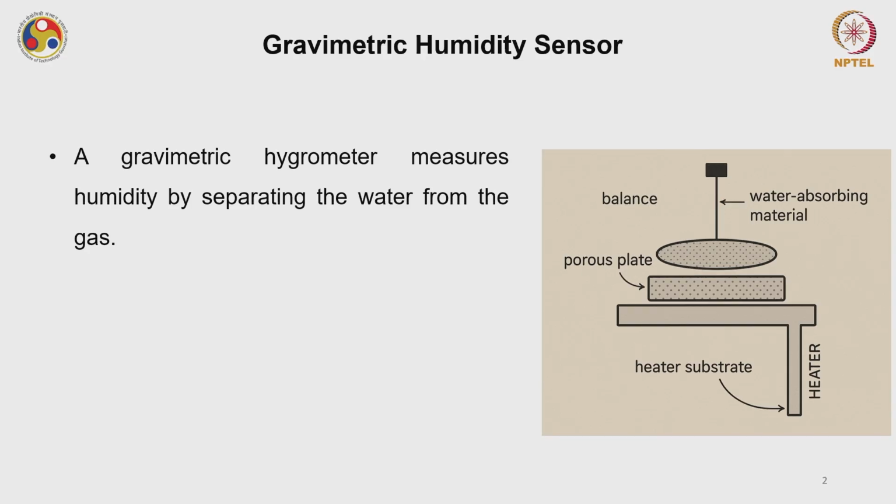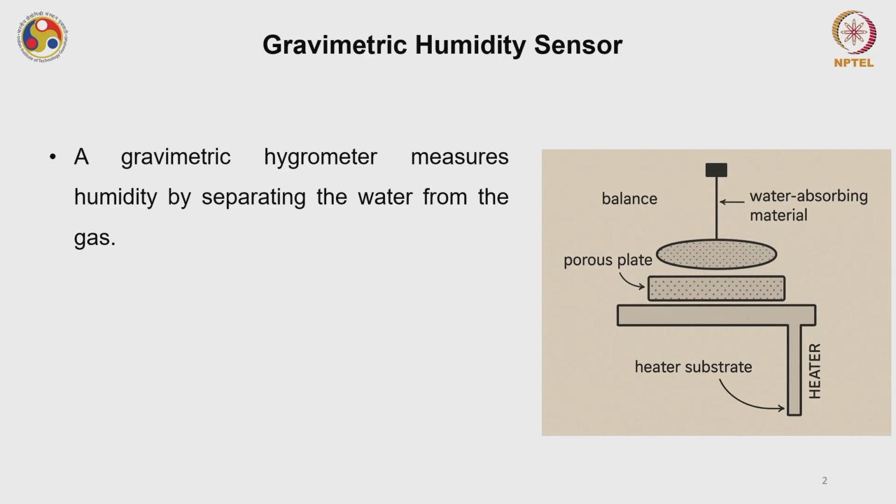In the previous class, we discussed humidity, particularly its definition and its mathematical representation, and we also discussed some actual humidity sensors, particularly those based on optical phenomena. Today, we will try to discuss some more types of humidity sensors. We are going to start with the gravimetric humidity sensor first.